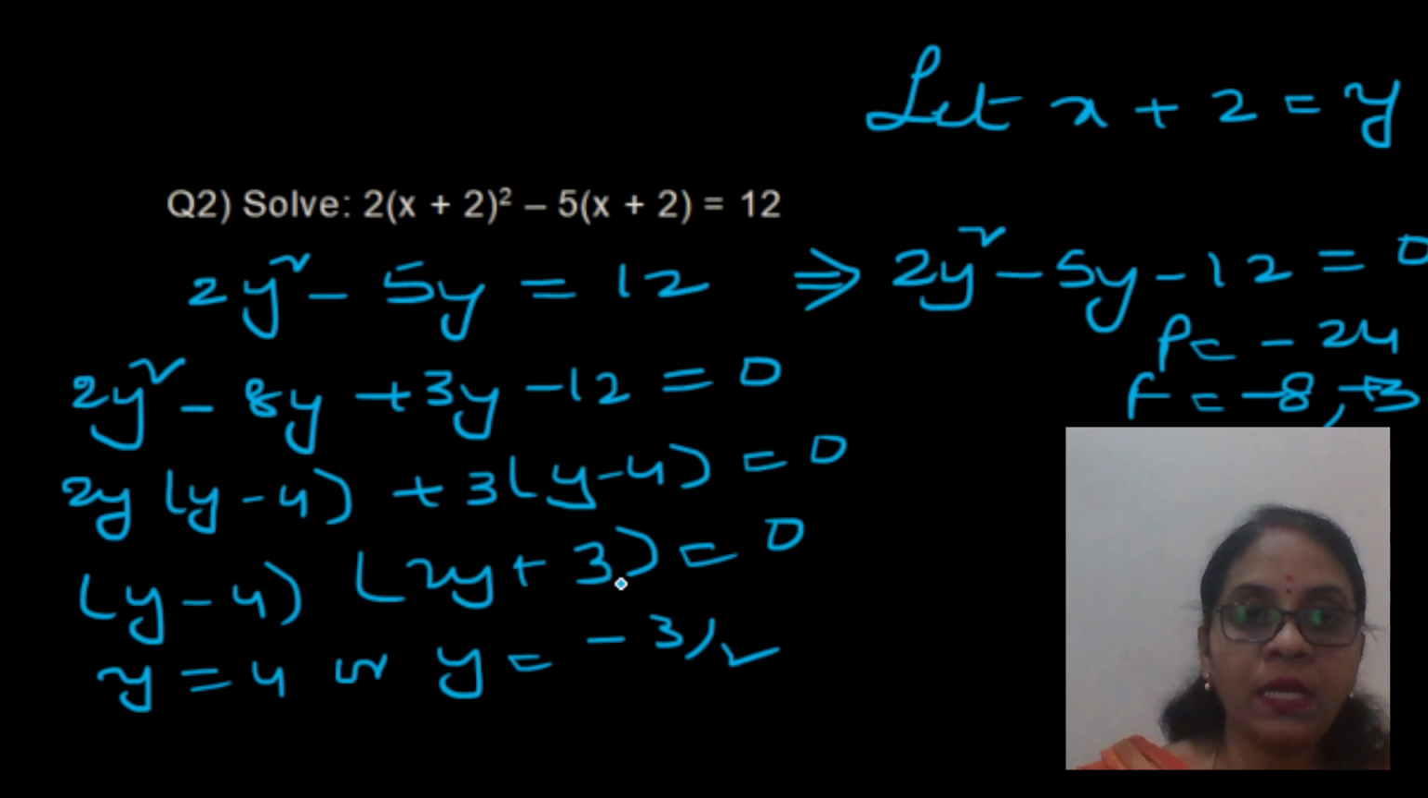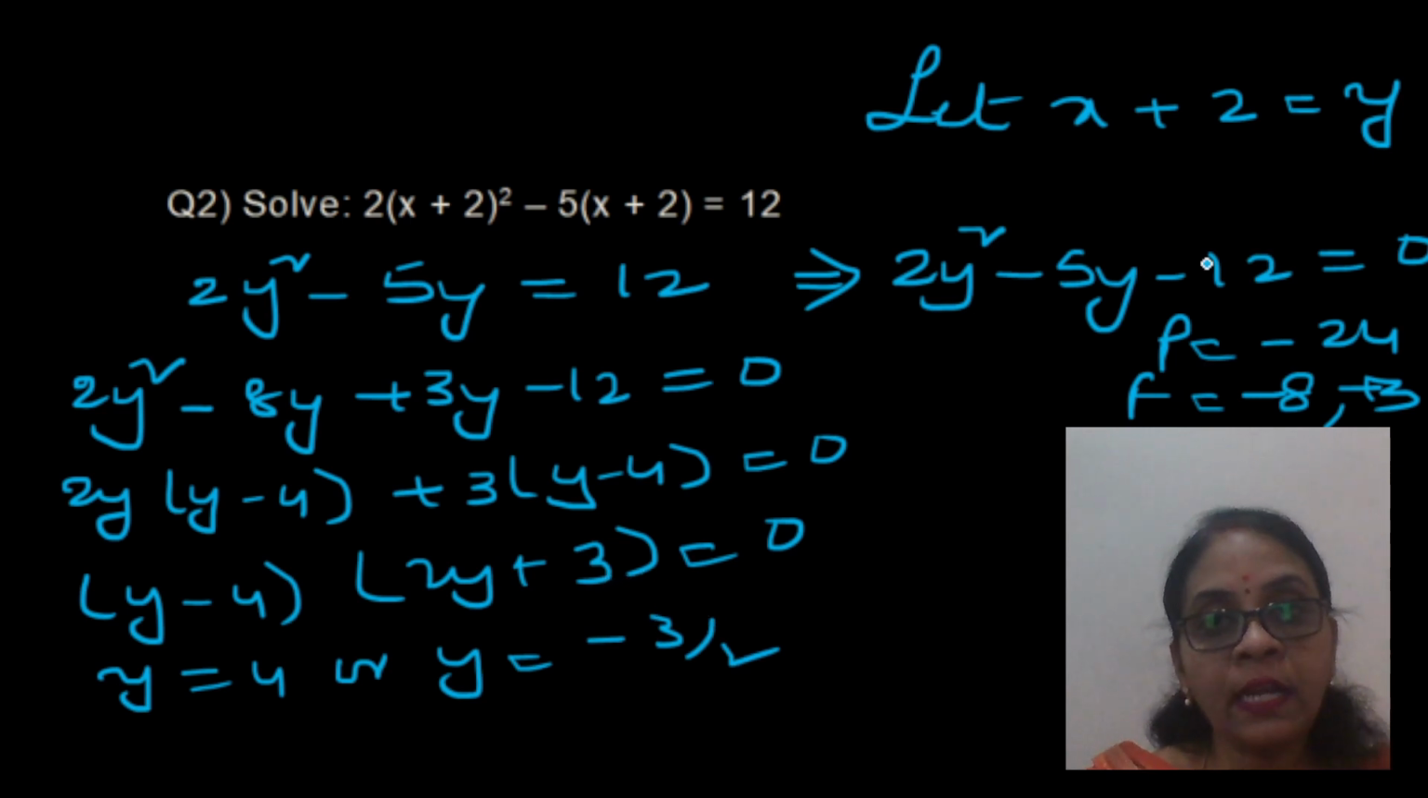Is our sum complete? Most of the children apply this, but they think the sum is complete. The sum is to solve for x, but we got the value of y. How do we get the value of x then? We assumed x plus 2 is equal to y. So we need to substitute back in this to get the value of x. So let's substitute. I'll erase off this portion.